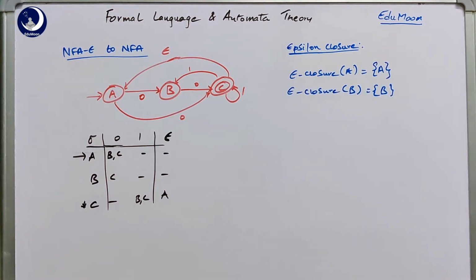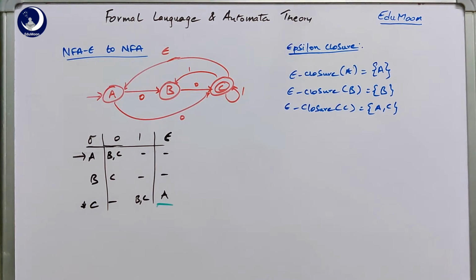And for the state B, again epsilon closure of B is, there is nothing in the table given as epsilon closure for B here, but it can remain in the same state. So E closure of B is also B. Now coming to the last state, E closure of C is given as A and C, because from the table you can see that E closure for C is given as A, an epsilon transition, and it can also remain in the same state. So E closure of C is A and C.